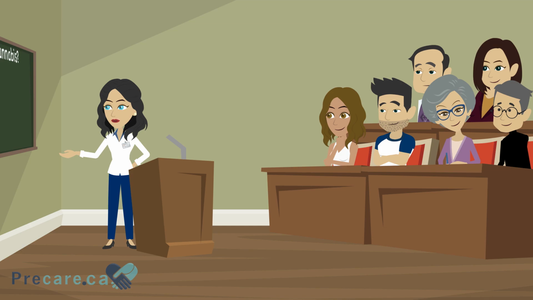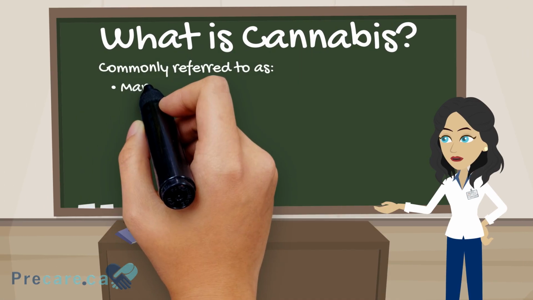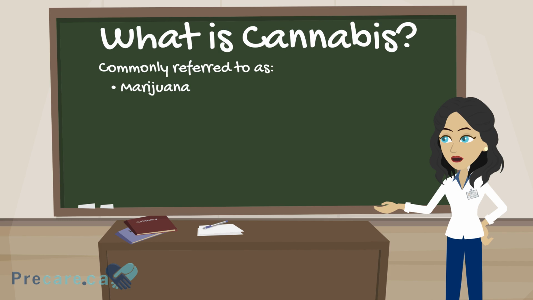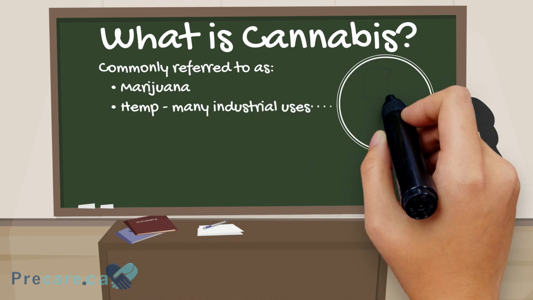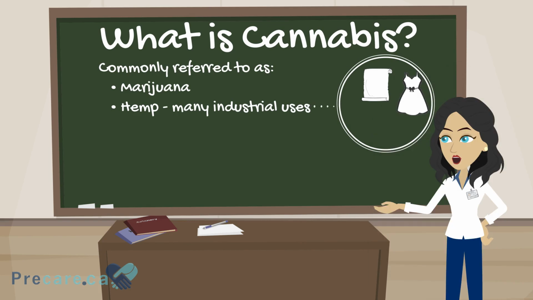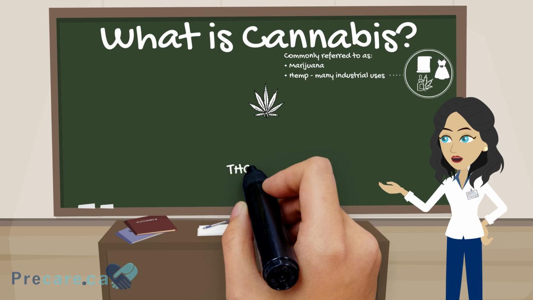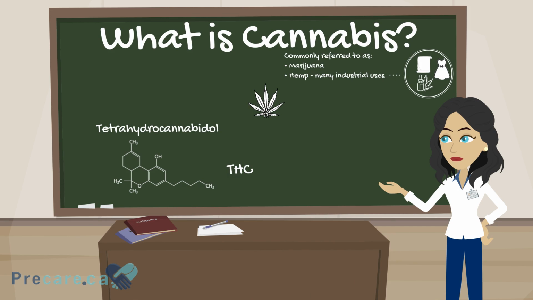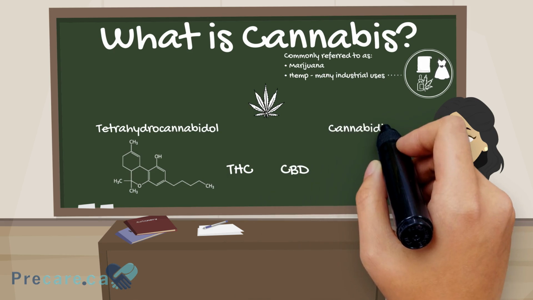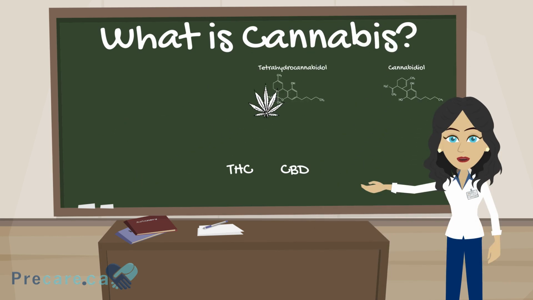So what is cannabis? Cannabis is a complex plant species that is commonly referred to as marijuana. The plant is also known as hemp, which can have multiple industrial uses, including the production of paper, clothing, and hemp oil. The two most biologically active chemicals in cannabis are THC, which stands for tetrahydrocannabinol, and CBD, which stands for cannabidiol. We will go into more details on these chemicals later.